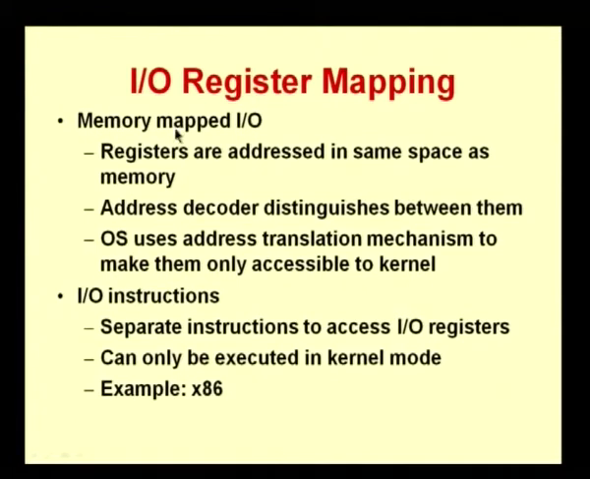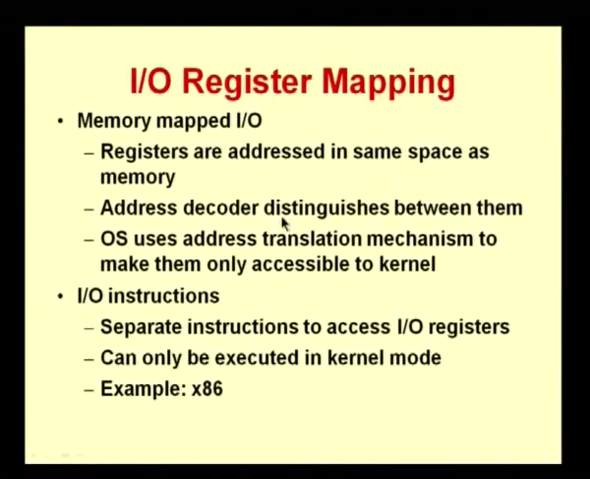So, we talk about what we call IO register mapping or IO address mapping, and we talk about something called memory mapped input output or IO mapped input output. In memory mapped IO, the IO registers that we have are addressed in the same space as the memory. And the address decoder can distinguish between a memory or an IO address by looking at the address, because only some specific addresses are assigned for IO. So, by looking at that address, the decoder can identify that it is an IO address.